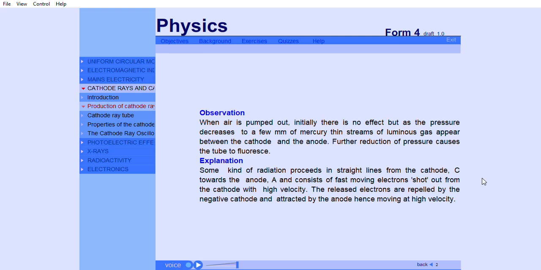Explanation. Some kind of radiation proceeds in straight lines from the cathode C towards the anode A and consists of fast-moving electrons shot out from the cathode with high velocity. The released electrons are repelled by the negative cathode and attracted by the anode, hence moving at high velocity.